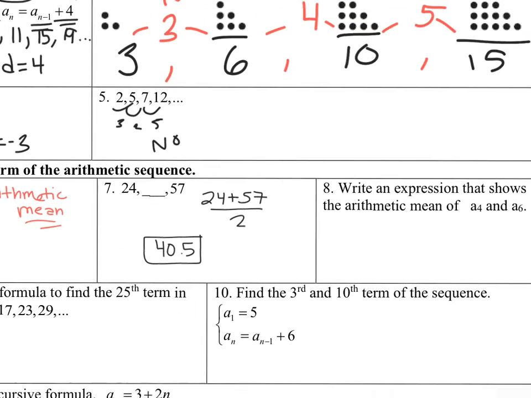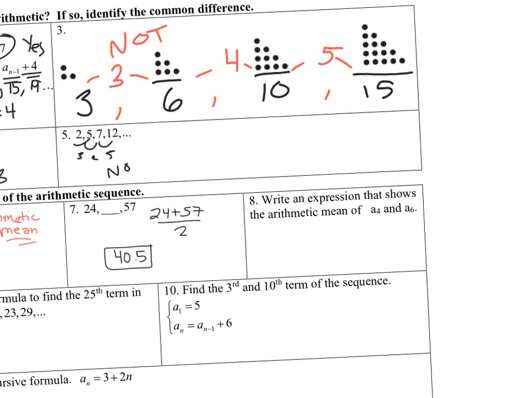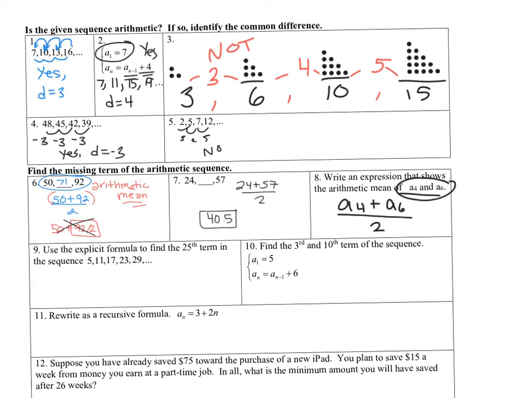Okay, number 8, write an expression. So an expression can have variables. It could have an operation that shows the arithmetic mean of A4 and A6. So the arithmetic mean of A4 and A6 is going to be A sub 5. So to find A sub 5, you're going to do the arithmetic mean formula. You're going to add up A4 and A6 and divide it by 2. That will give you A sub 5.